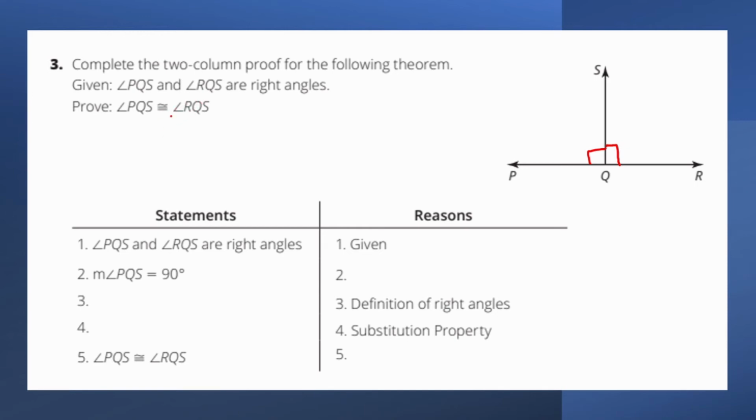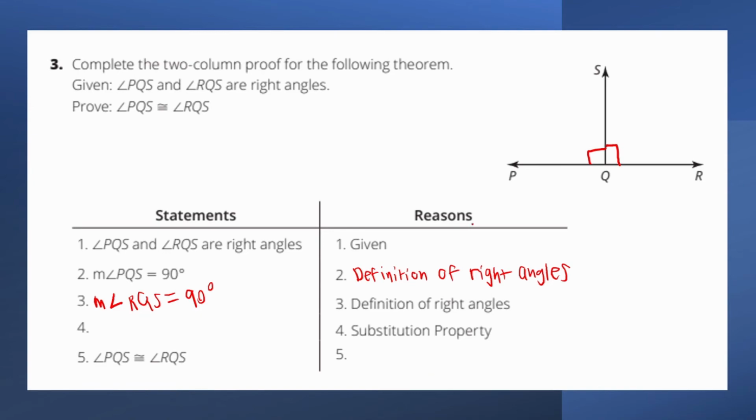This should be easy. So we start off with our given: PQS and RQS are right angles. So our first one says that the measure of PQS is a right angle. Well, your question should be, how do I know this? Well, I know this because they told me it's a right angle. So that is our definition of right angles, just like the statement below it, which means that we must be stating that our other angle, RQS, is also 90 degrees.